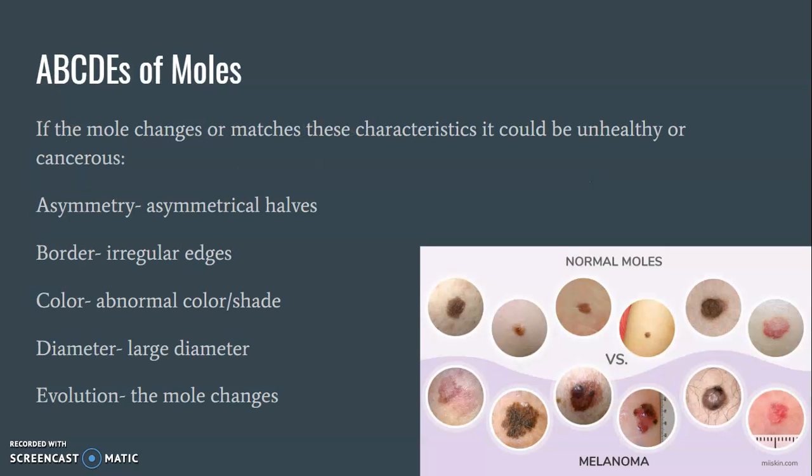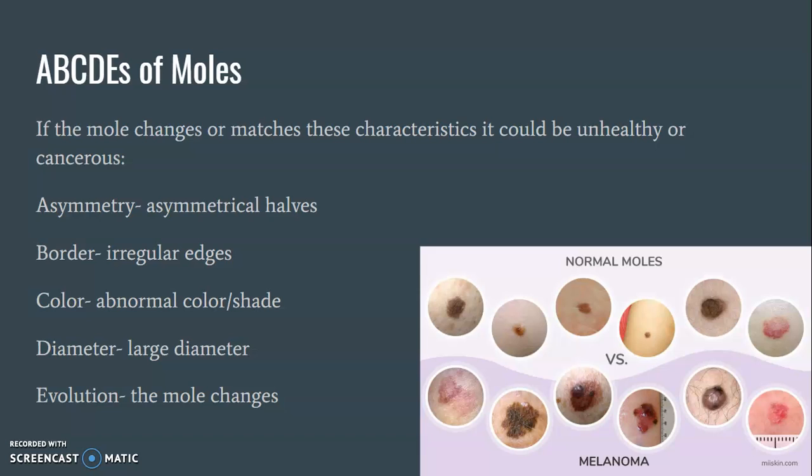So, the ABCDEs of moles. These are five things that you can use to see if a mole changes into an unhealthy or cancerous mole. If any of these match characteristics of your mole, it could be cancerous or dangerous. The first is A, which stands for asymmetry. This is where one half of the mole is not symmetrical to the other.